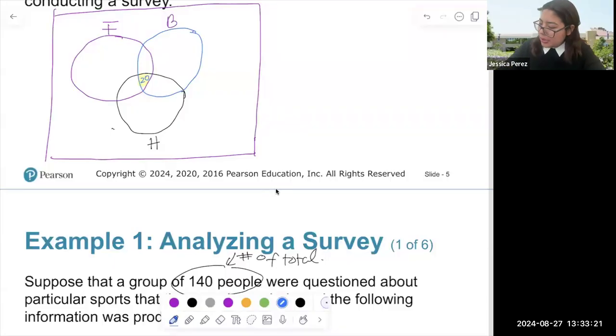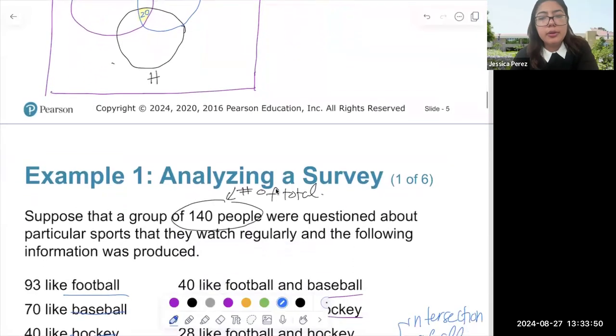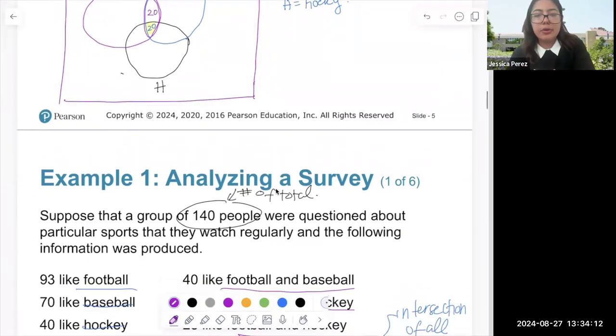Now, there's also this intersection between the blue and the purple. So F and B, the purple and the blue. F stands for football, B stands for baseball, and H, of course, is hockey. If we want to find how many people like football and baseball, we know that's 40. So what number goes here? The intersection between the blue and the purple should be 40, but I already have 20. So I'm missing a 20 up here, because 20 plus 20 gives me 40.